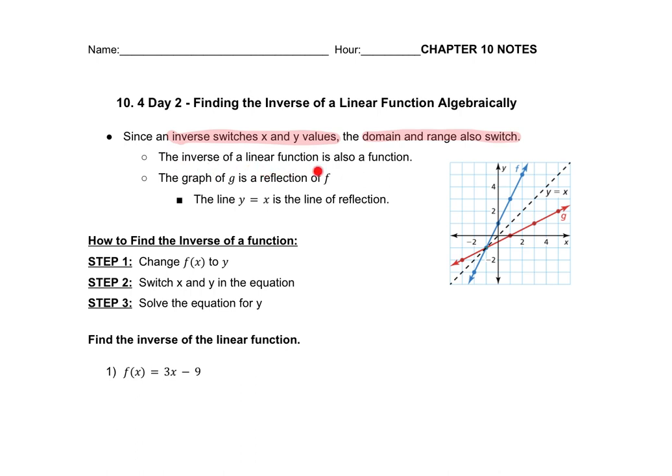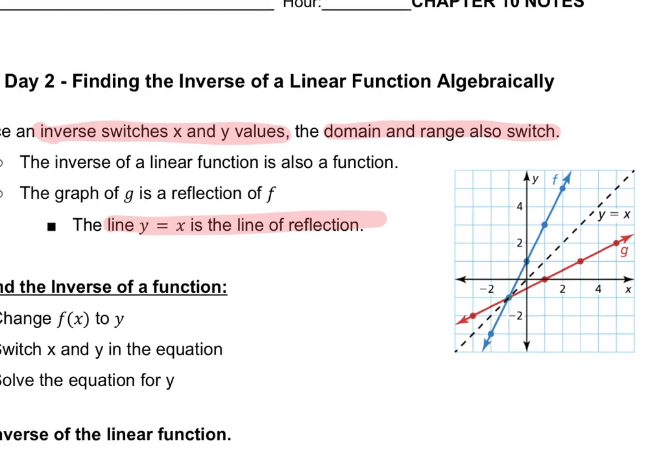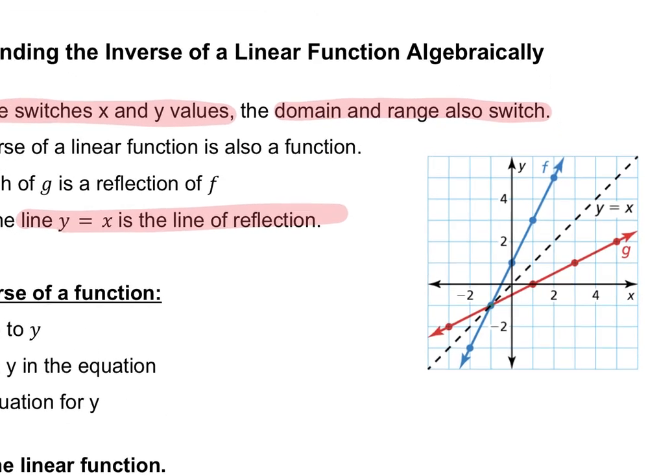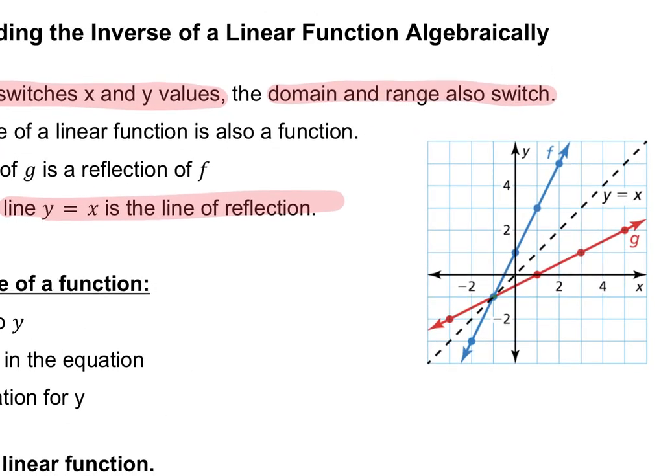The inverse of a linear function is also a function, so it'll pass the vertical line test. We did that in the first semester. And the graph of G is a reflection of F. The line y equals x is the line of reflection. And so this is just some info on what an inverse is and what it looks like on a graph, and how domain and range change, okay?